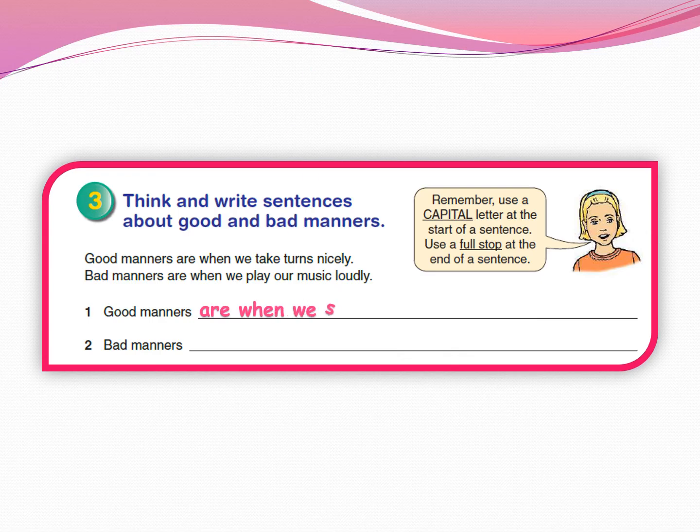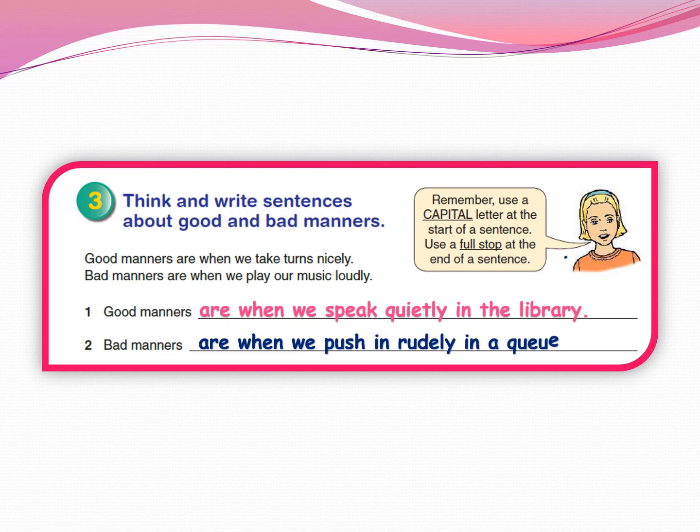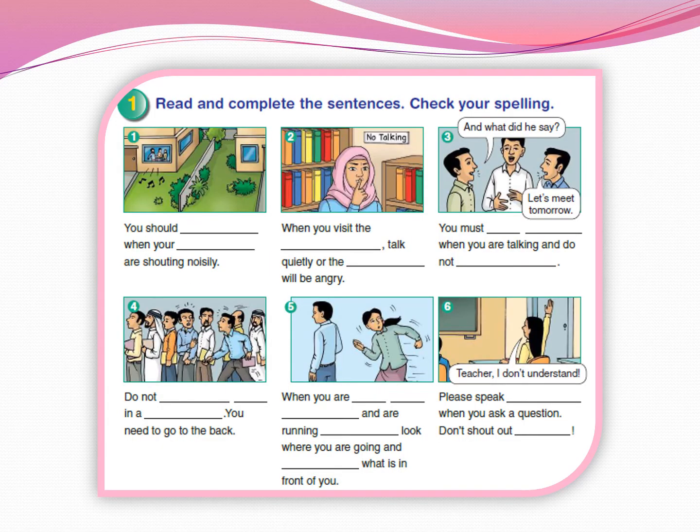Good manners are when we speak quietly in the library. Bad manners are when we push in rudely in a queue. Try to use good manners and try to use adverbs talking about good and bad manners. Now let's move to activity number 1 in period 8.